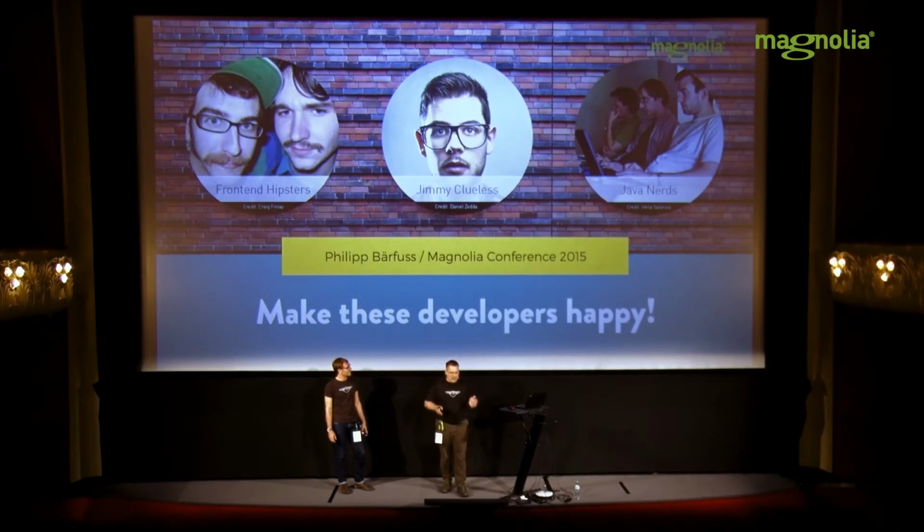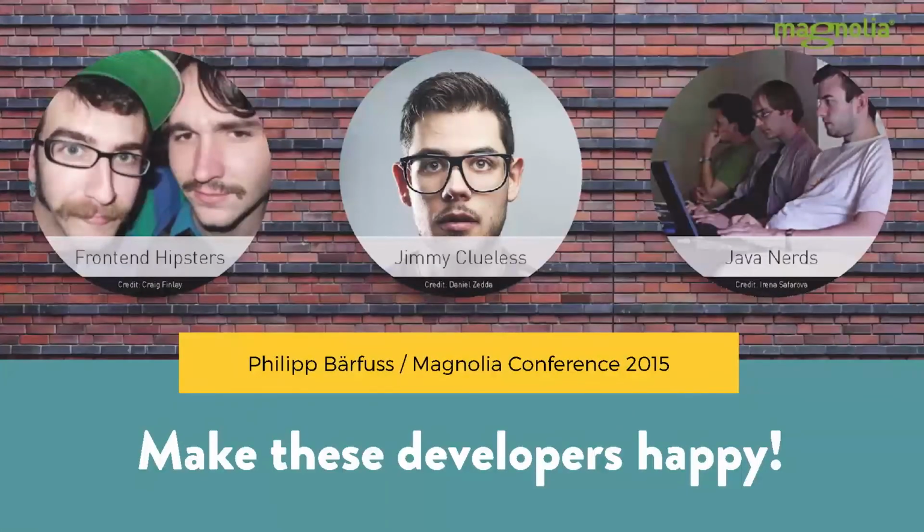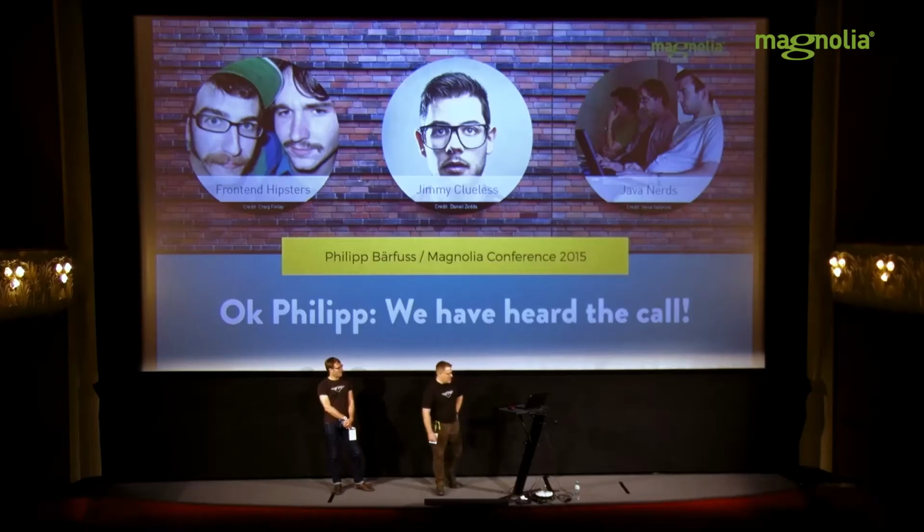Last year on that stage, Philip made a claim. He wanted to make all those developers happy with Magnolia. On the right side you have the Java nerds, the traditional target audience of Magnolia. But we also have the front-end hipsters, and in a very charming attempt to find a name for all the business people and non-technical people, he also invented the persona Johnny Clueless. All of those guys should be able to work with Magnolia. And, well, here we are, we have heard the call.